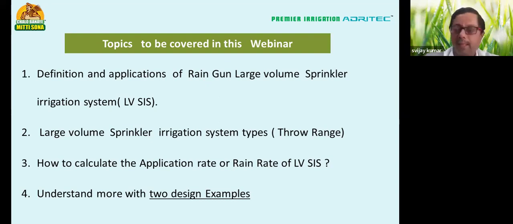When the rain gun throws water in a circular fashion, in the form of a circle, how much water will be applied in an hour? That is called the application rate. To understand this in more detail, we will look at it with the help of two examples for two crops, namely maize and sugarcane.